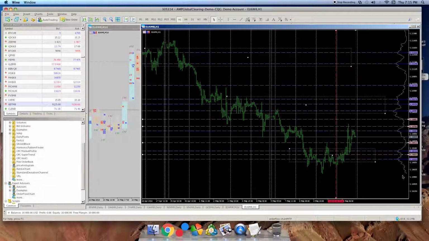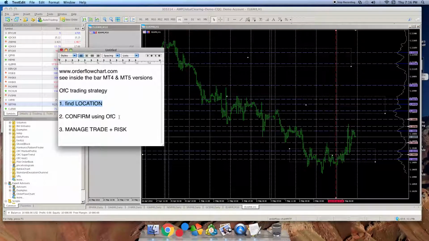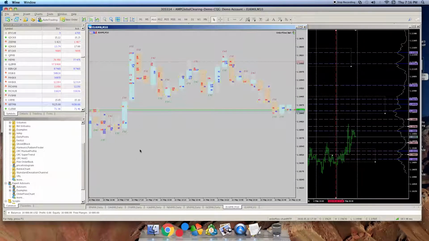Always following the second step. And the second step is confirm your trade setup using order flow chart. What does it mean? It means that if the price comes to a potential resistance, using this location chart, you are going to look for eventually a cluster or some kind of order flow chart pattern showing in the order flow chart or order flow software.